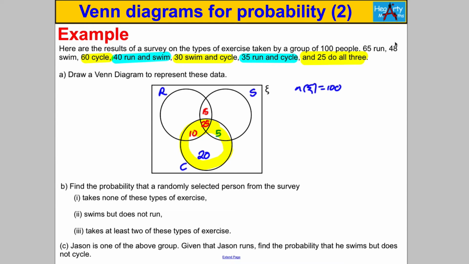What about the next fact where we're told 48 swim? We need to know for sure there are 48 in this circle. 15 add 25 is 40, add the 5 is 45. So we know we must do 48 subtract 45, which would give us 3 there. And let's use our last piece of information, 65 run. So 65 must be in this circle. We've got 25, add the 15 is equal to 40, add the 10 is 50. So we do 65 subtract 50, which would give us 15.